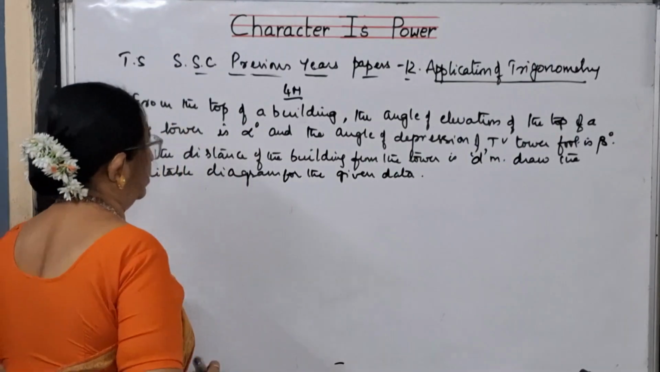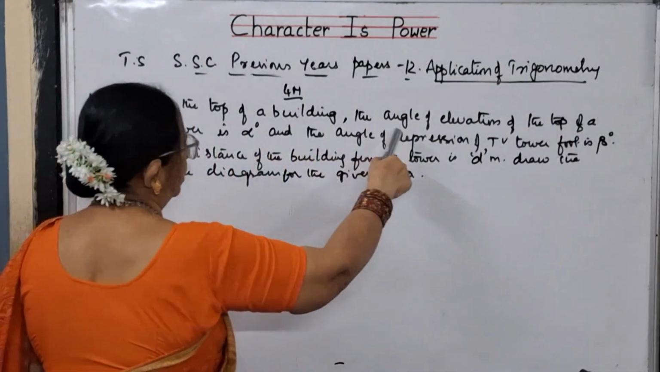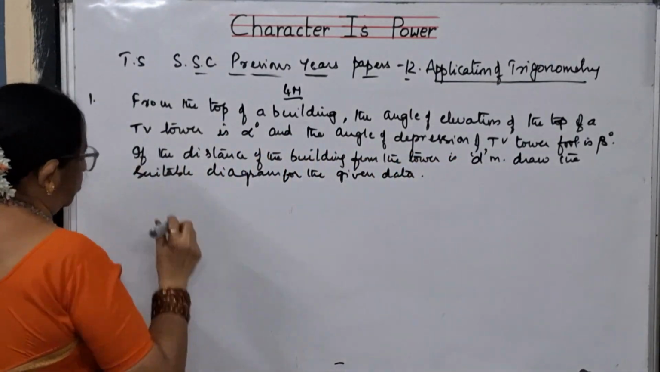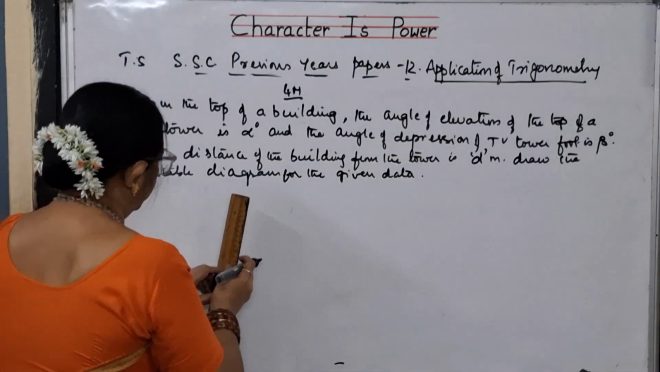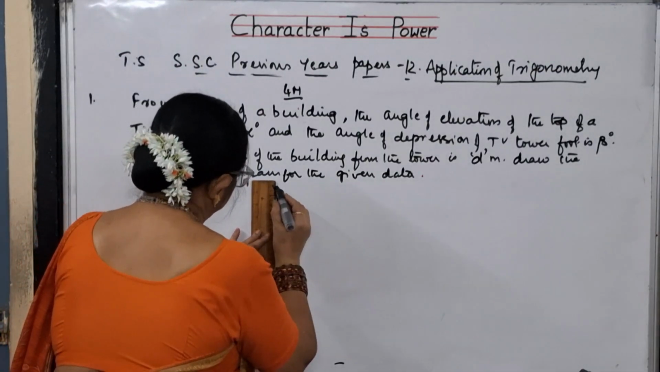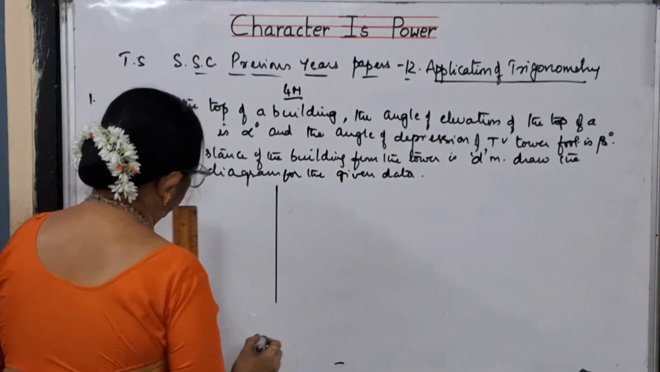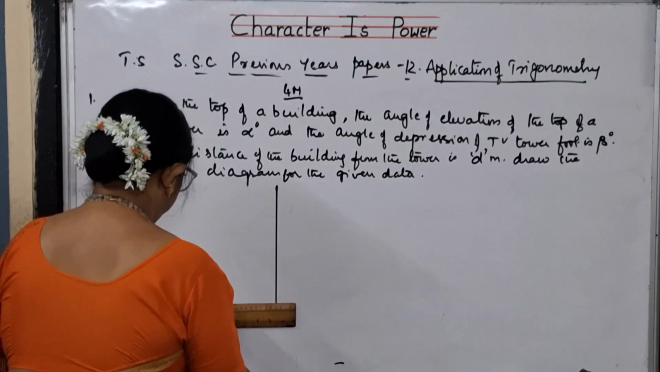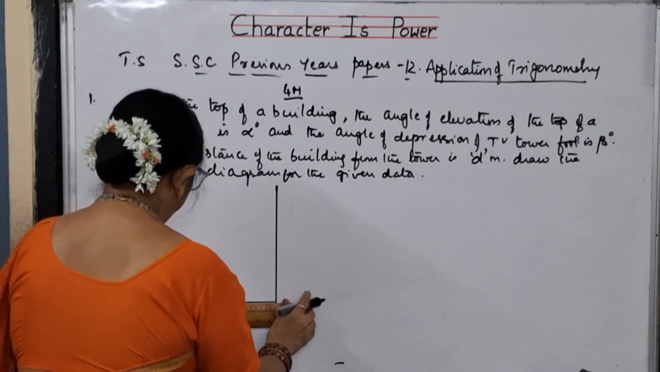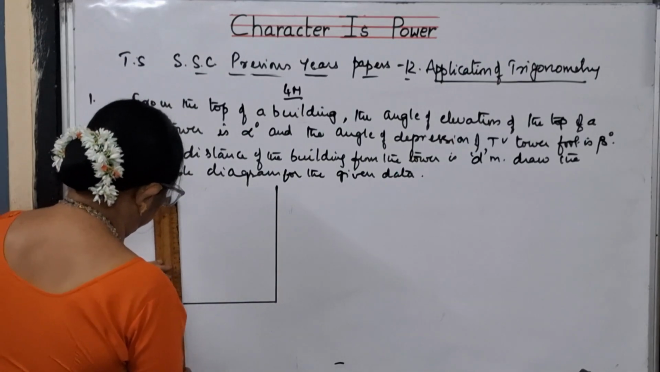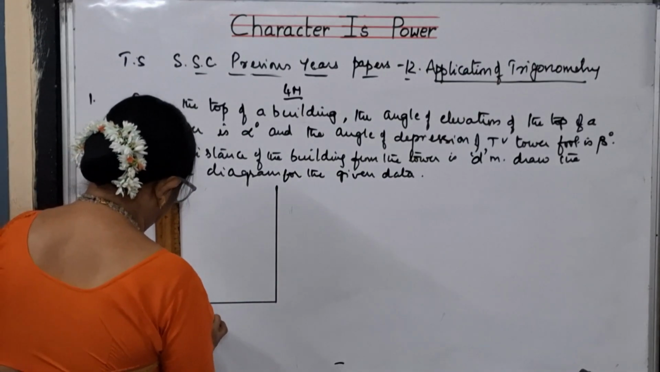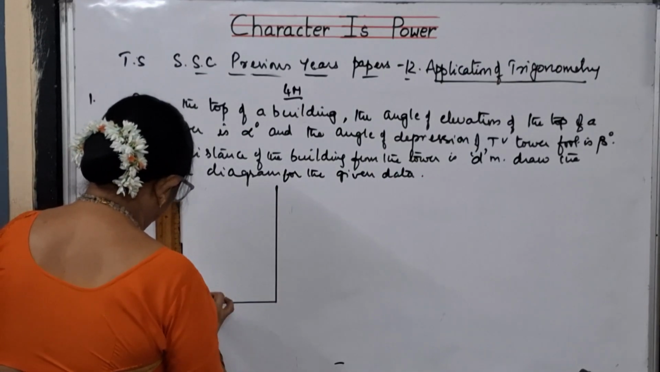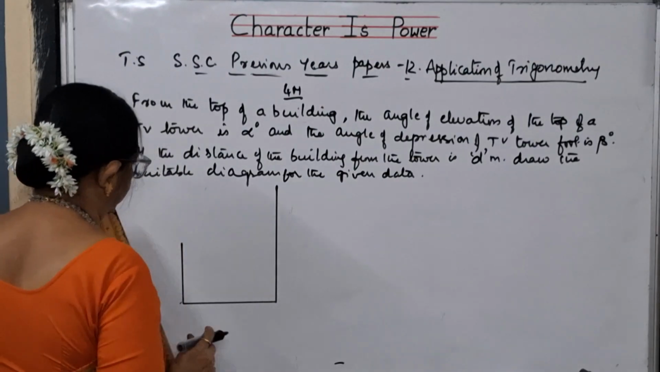So read the problem once again. The top of a building and the angle of elevation of top of a TV tower. That means you have got a TV tower and you have got a building. Definitely the building height will be lesser than the height of the TV tower. So let us consider this is the building.